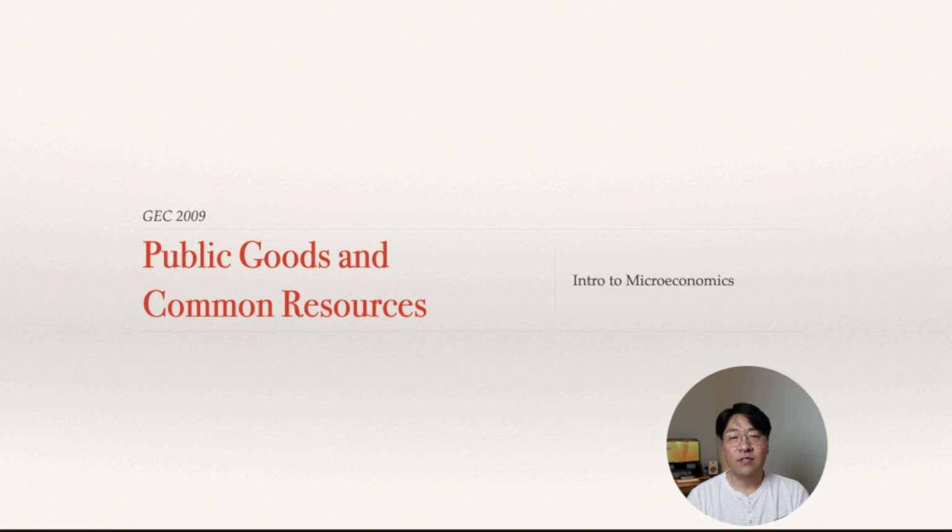Goods or services are categorized into four groups. One of them is public goods, and another one is common resources. And so far we have thought about regular goods and services transacted in the market. That is another category. So four categories. The last one is club goods.